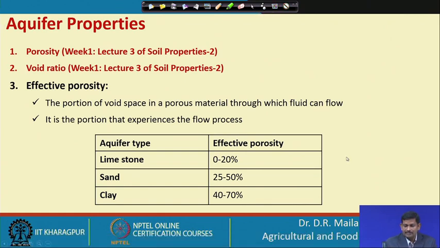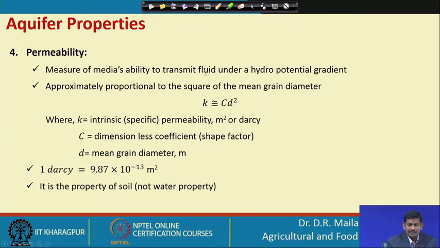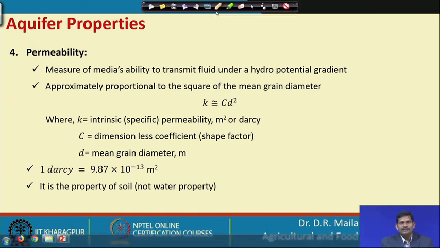And so, the next property is permeability. Permeability is basically the media property, the sand property or whatever it may be, so not the fluid property. Here, permeability is the measure of the media's ability to transmit fluid under a hydropotential gradient.